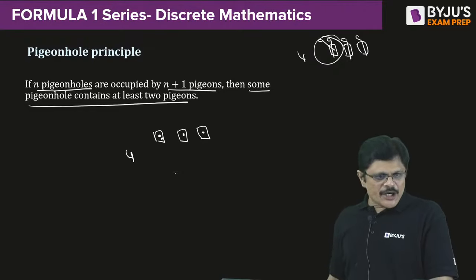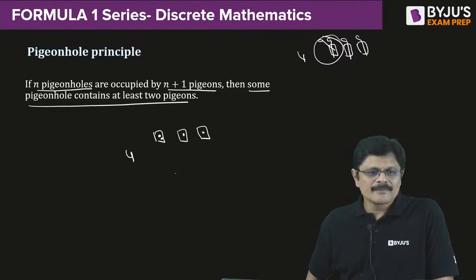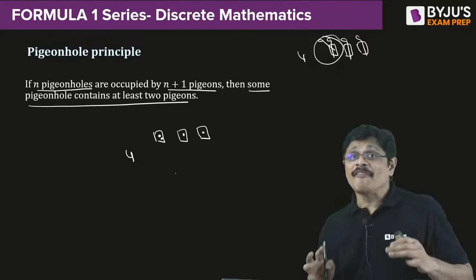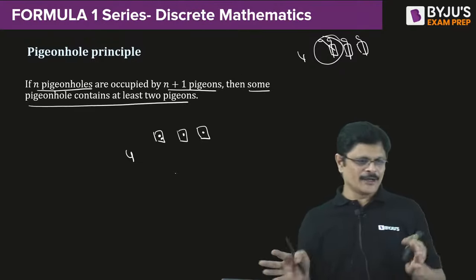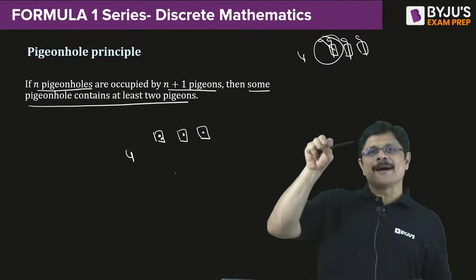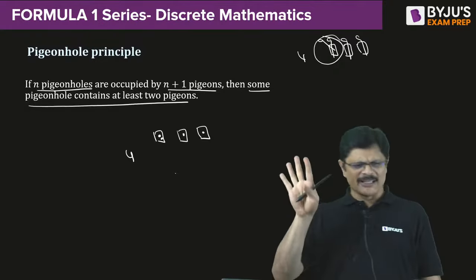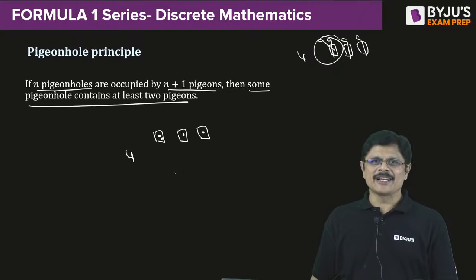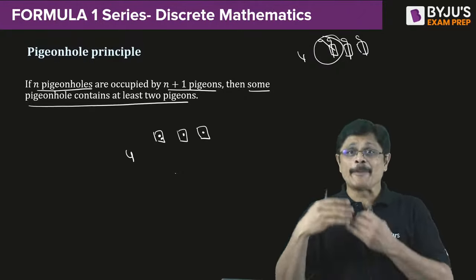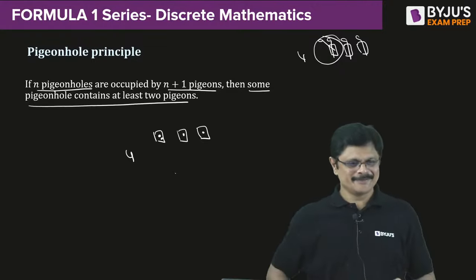Can you tell me which pigeonhole? That is not the job of mathematicians, that is the job of astrologers. So we don't tell that. That is not our job. We don't teach astrology, sir. We can only say that some pigeonhole should contain at least 2 pigeons. We don't know which pigeonhole. Some pigeonhole. That's it. Am I clear? So don't get into astrology. Sir, I know which one. If you know, then you are an astrologer. So you have a different career opportunity. Go for it. Am I clear?